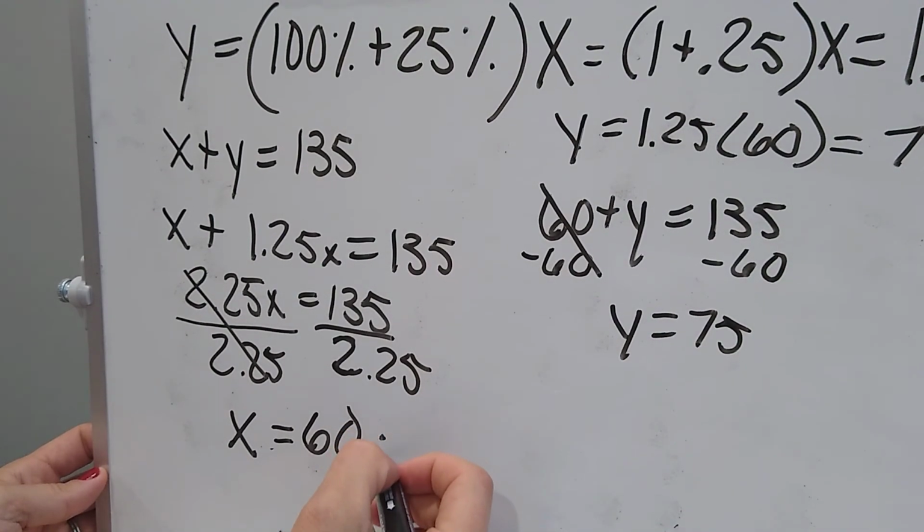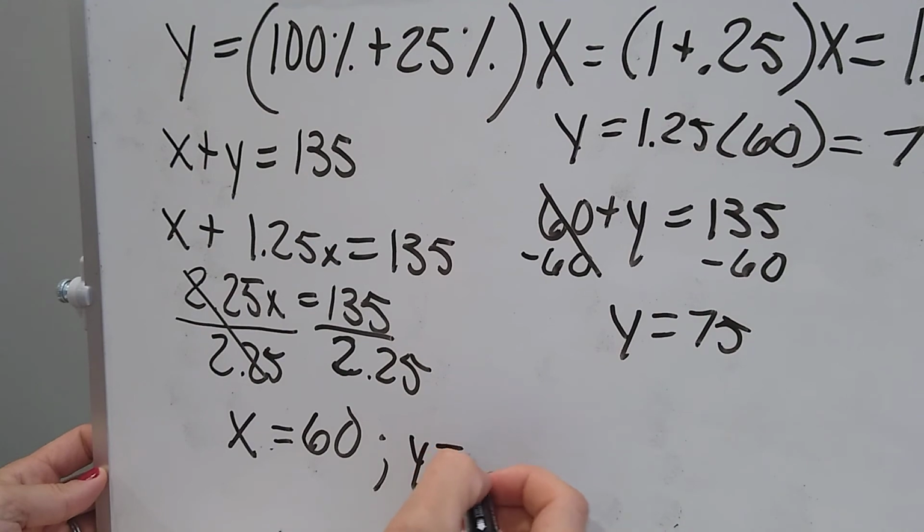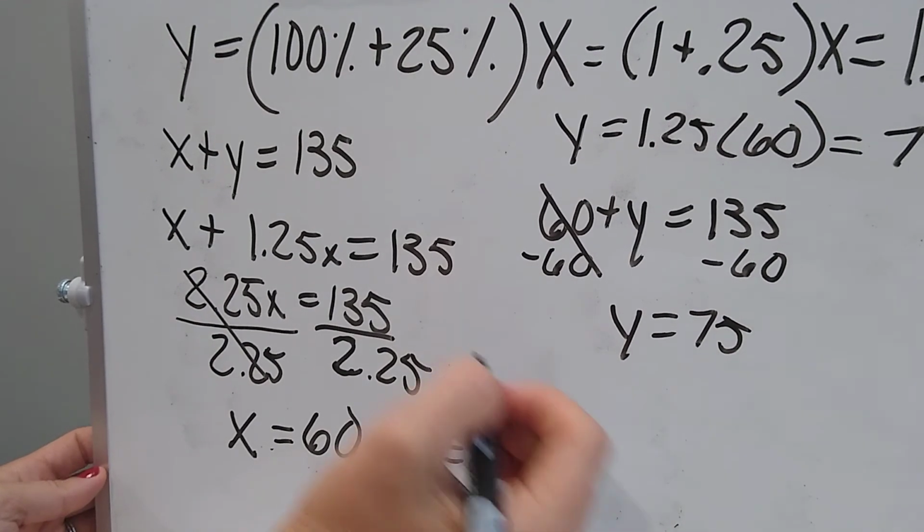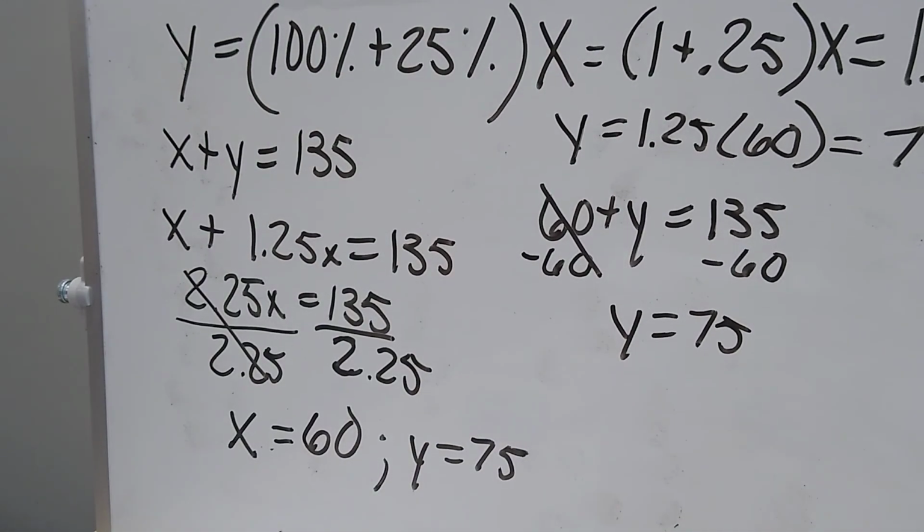I'm just going to bring it down here. X equals 60, y equals 75. There you go. If you're struggling with word problems, remember to memorize the steps and keep practicing.